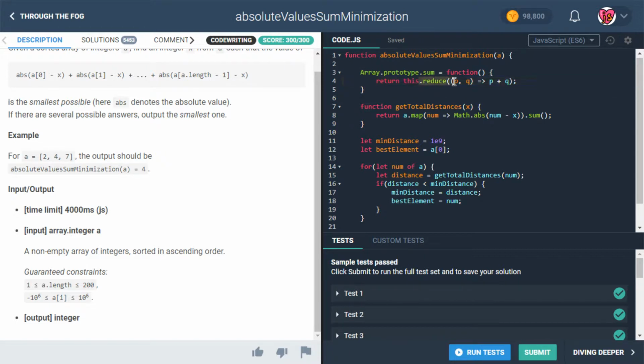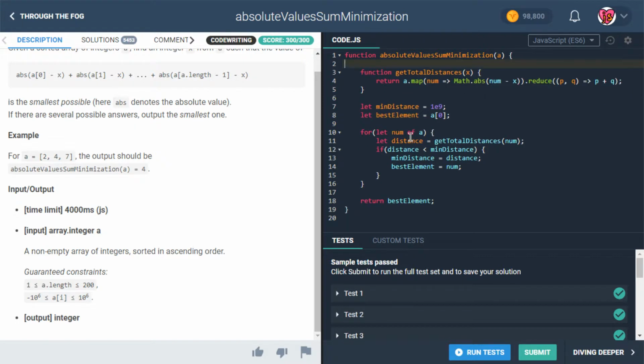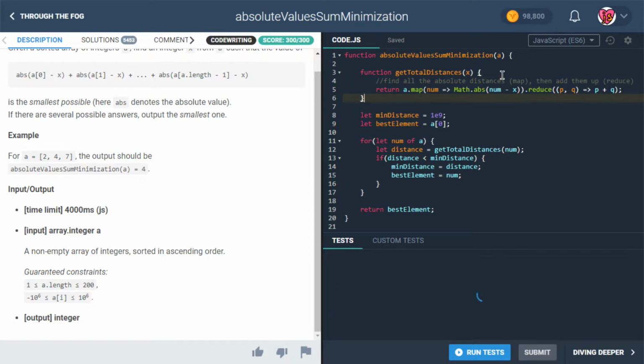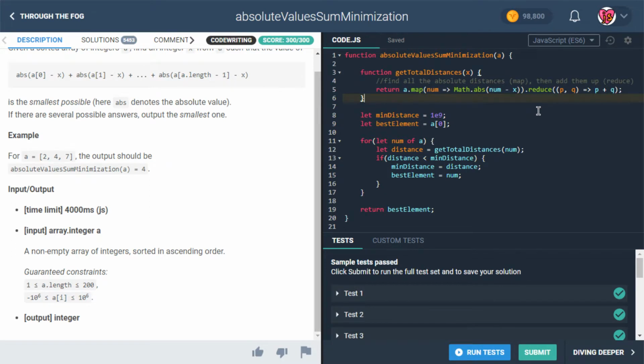So maybe for that reason we should just put this on at the end here. The reduce makes things a little simpler, not quite as semantic, but hey, if we're worried about that, we could just put a little comment in there, right? So we could say something like, find all the absolute distances, and that's what the map does, then add them up, and that's what the reduce does. Okay, cool. So maybe that's a little more clear to the reader. Does it still run? It still runs. Okay, cool.